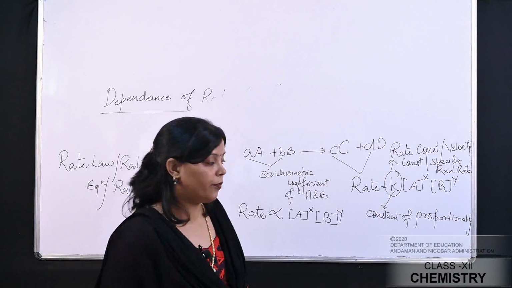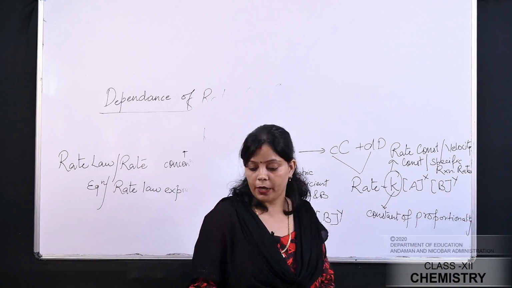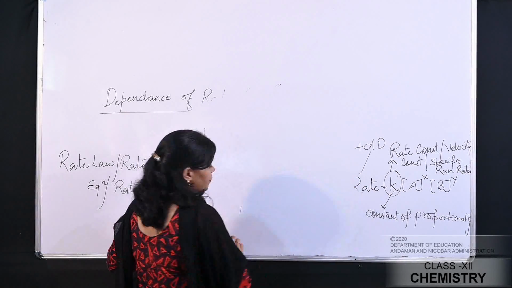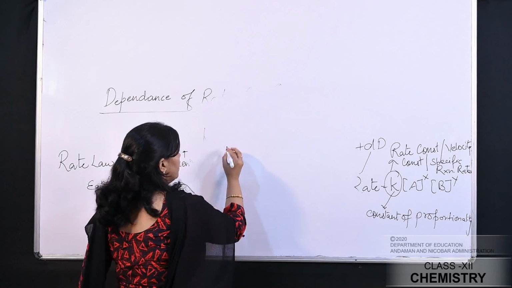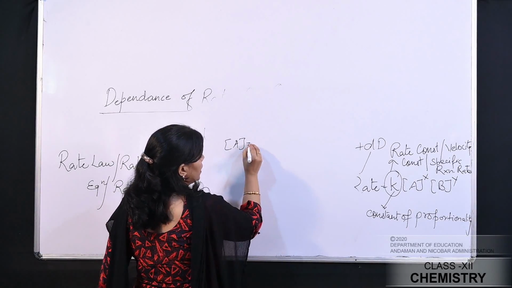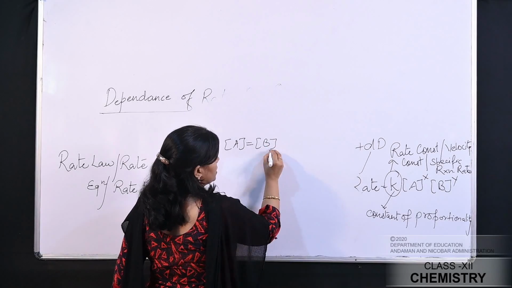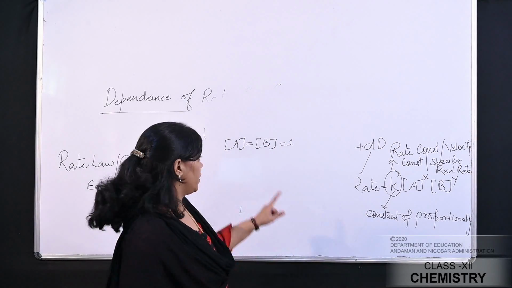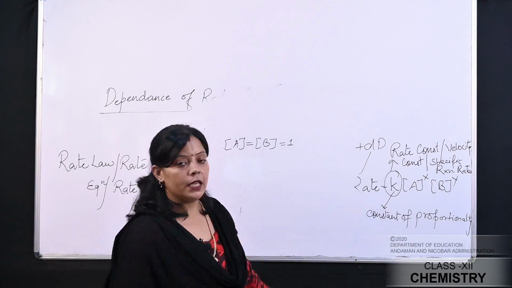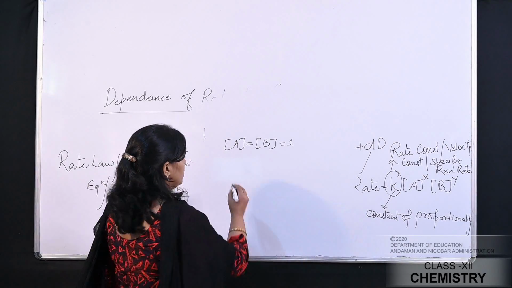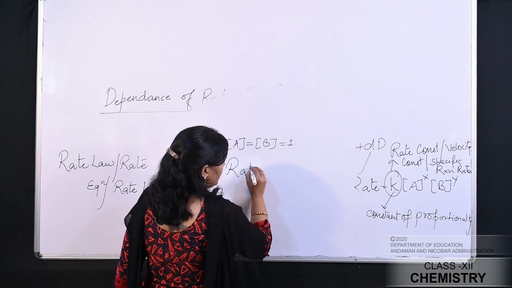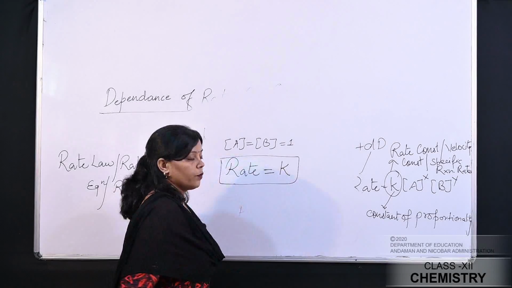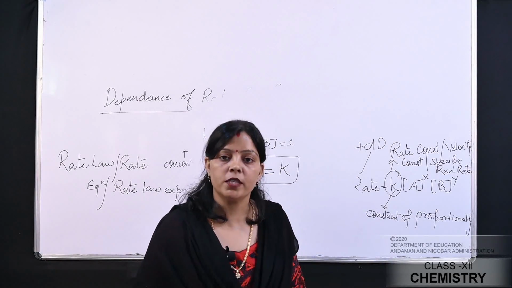Now, how can we define the rate constant for a particular type of chemical reaction? To define the rate constant, we have to take a special condition: when the molar concentration of the reactant is taken as unity, that is 1. When the molar concentration of reactant A and reactant B is equal to 1, in this condition the rate of the reaction is equal to K. This is the rate constant.